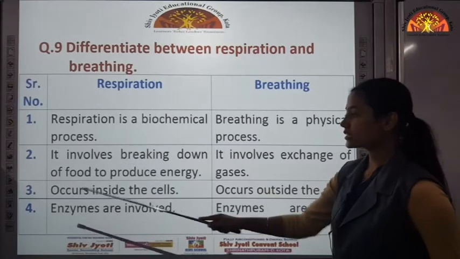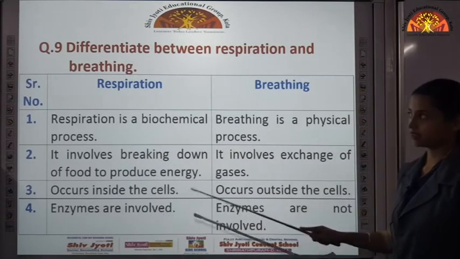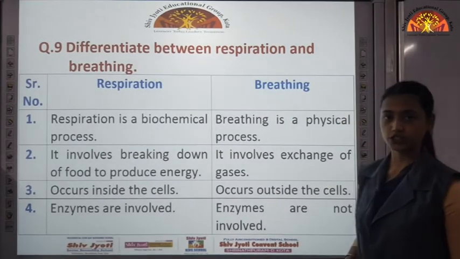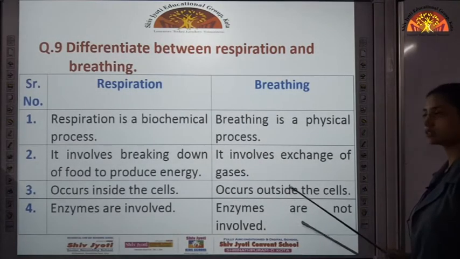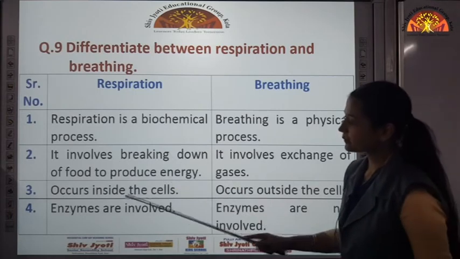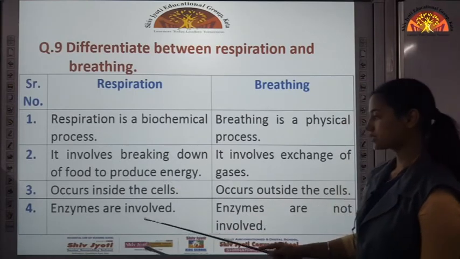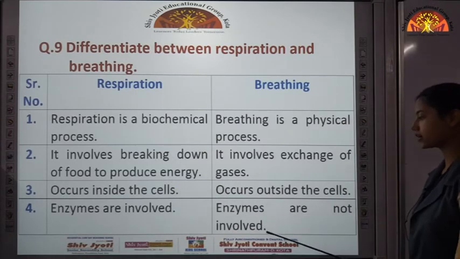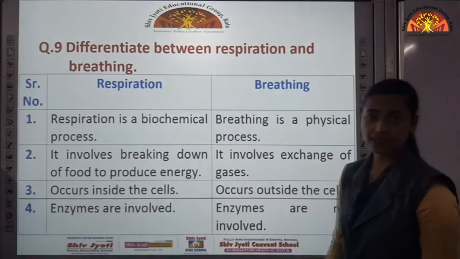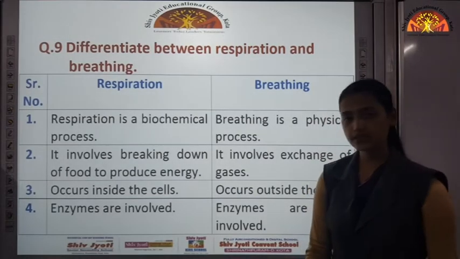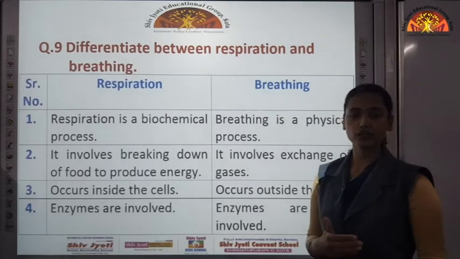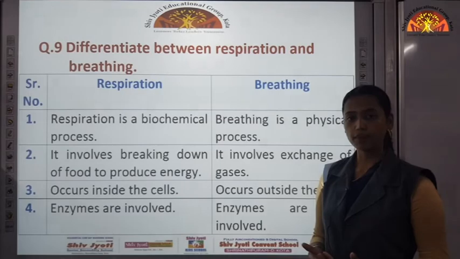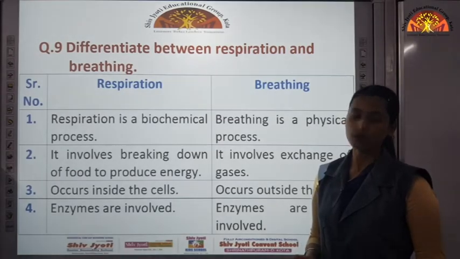Respiration occurs inside the cell, as we call it cellular respiration, whereas breathing occurs outside the cells. In respiration, enzymes are involved, and in breathing, enzymes are not involved. So what are enzymes? Enzymes are substances which are present in our body, and they increase the rate of the chemical reactions taking place in our body.